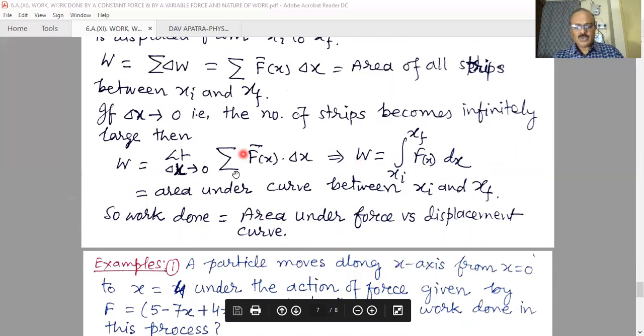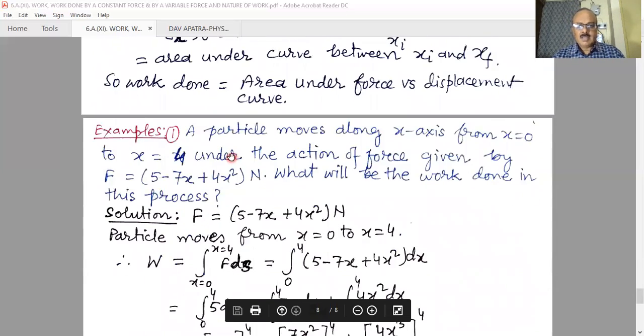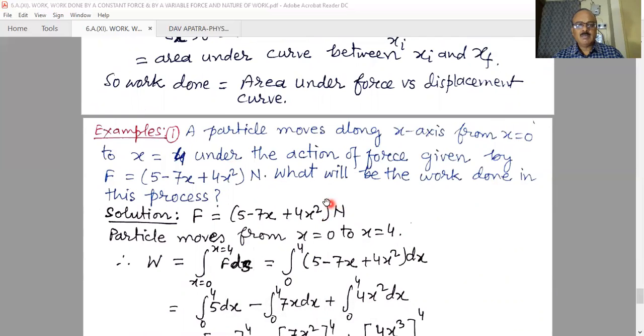And this concept will be clear from two examples. Let us suppose there is a definite relationship of the variation of the force with x. A particle moves along the x-axis from x equal to 0 to x equal to 4 under the action of a force given by F equal to 5 minus 7x plus 4x squared newtons. That means it is given in the SI system. What will be the work done in this process? And obviously x is also taken in meters.